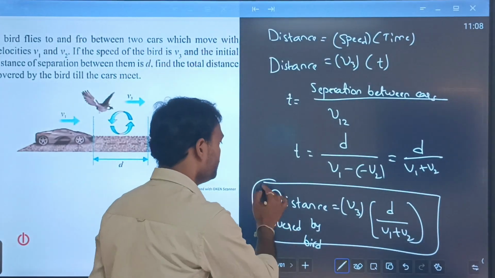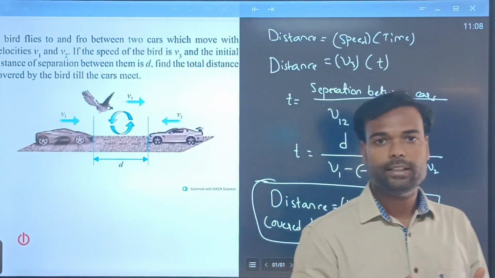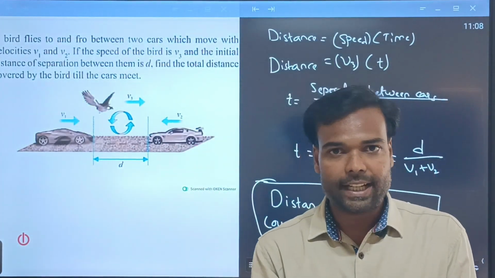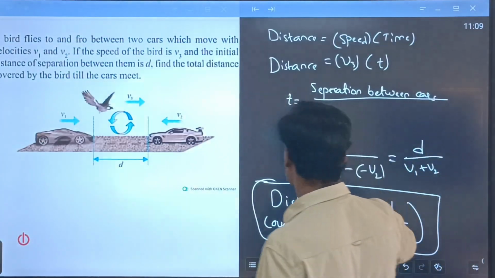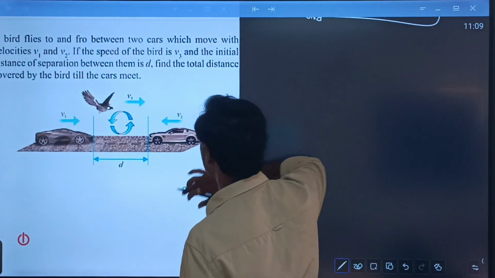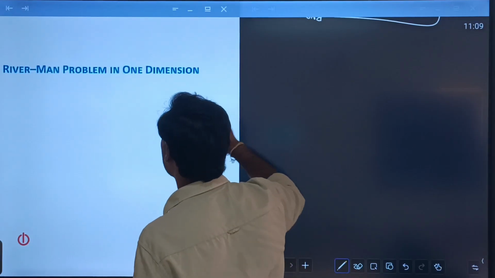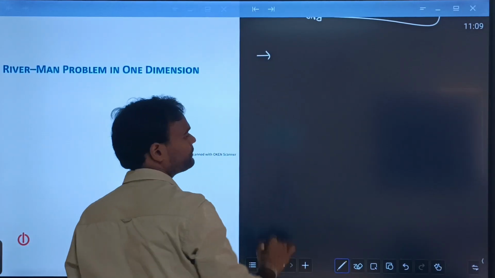This is what is the total distance traveled by the bird before both the cars meet each other, right? Then next one is river man problem in context.